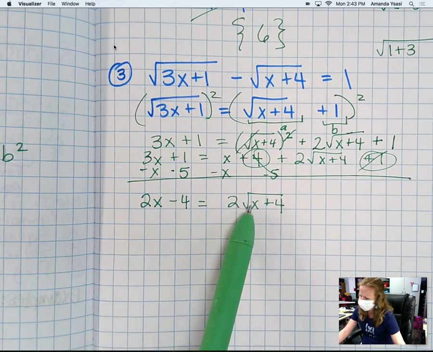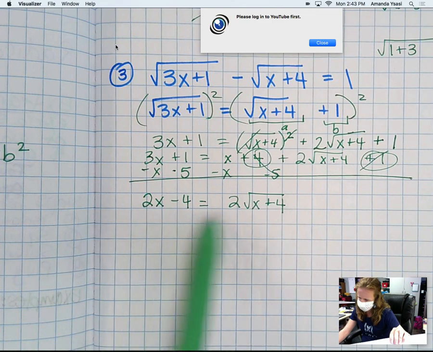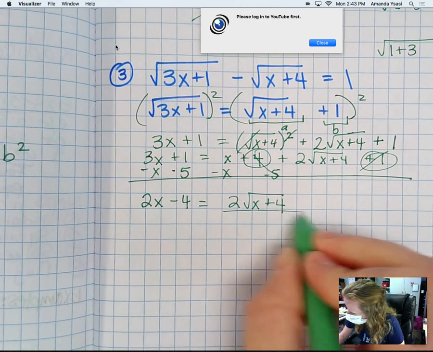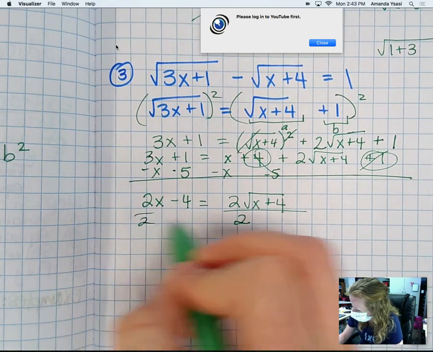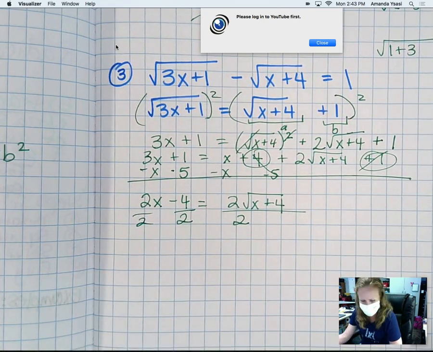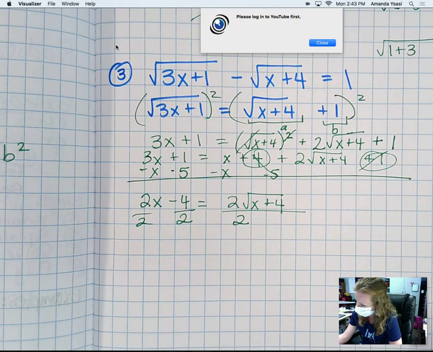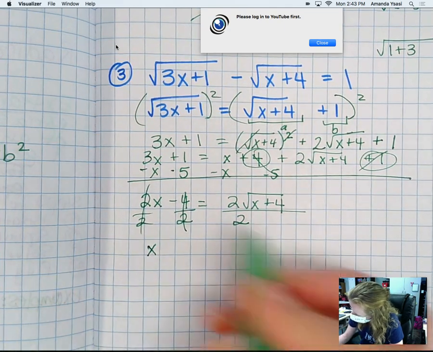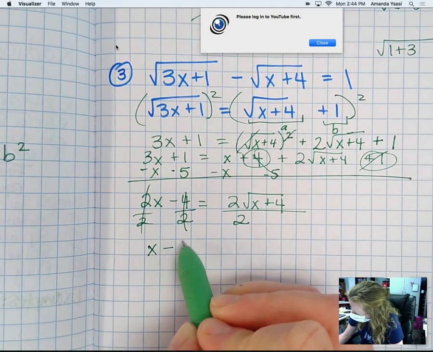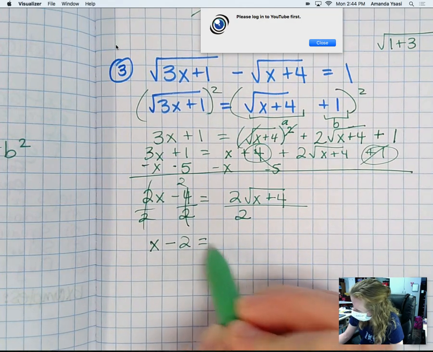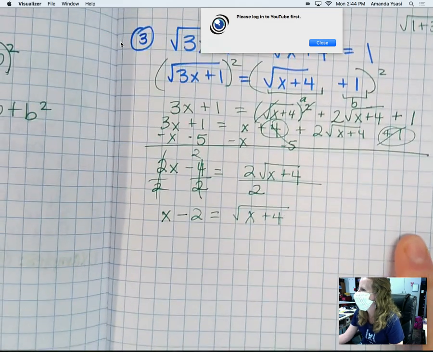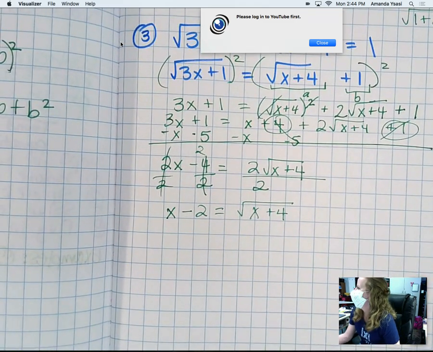Could we divide both sides by 2 to get rid of that so the radical's all by itself? Let's divide by 2. So then we divide each term over here by 2. So that leaves us with x - 2 = square root of x + 4. Okay, we're almost there.